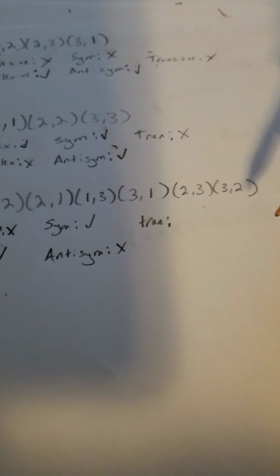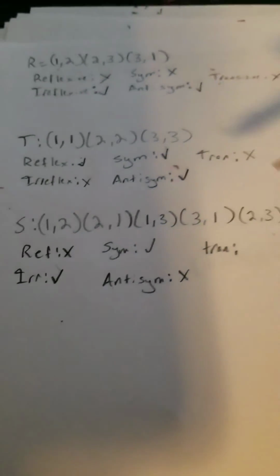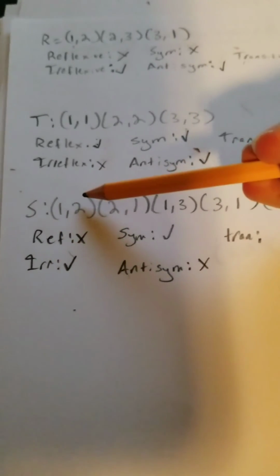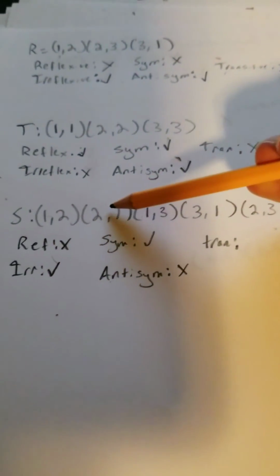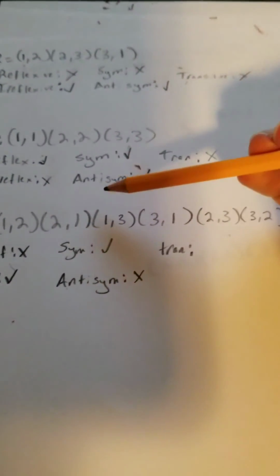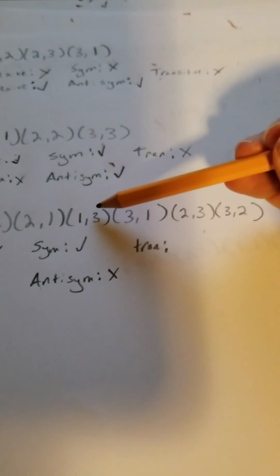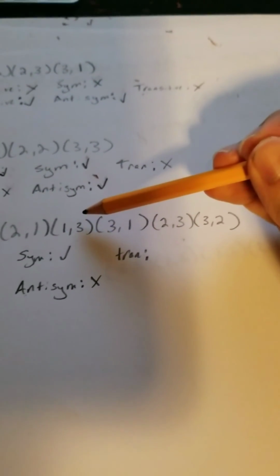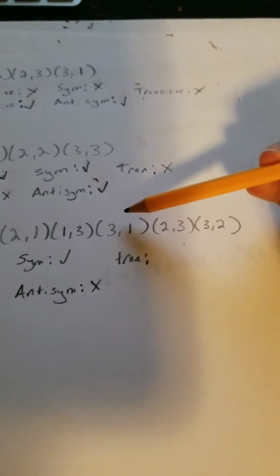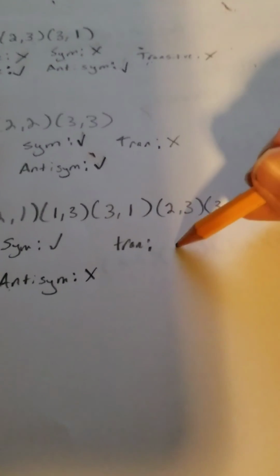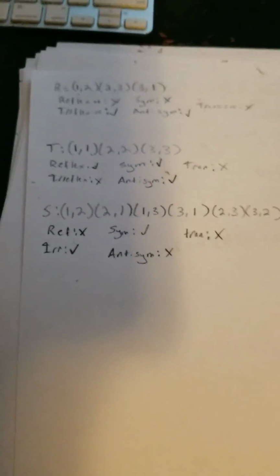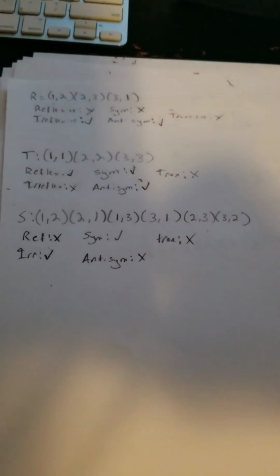And finally, transitivity. If we have an x and y and a y and z pair, do we have x and z? So here we have 1 and 2, x and y and z. So do we have 1 and 1? No, we don't. Again, here we have 1 and 3, x and y. We have 3 and 1, y and z. Do we have 1 and 1? No, we don't. It's the same thing. So this is not transitive. And that is how we go about applying the properties to sets of relations.